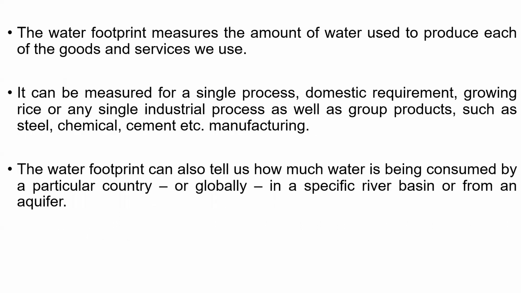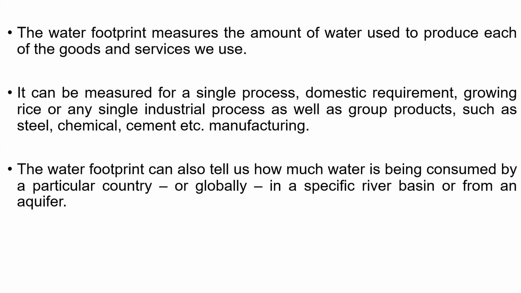So the water footprint is basically, as we have discussed, the amount of water used to produce each of the goods or services that industries are providing, such as goods, materials, products, and services like transportation. It can be measured for a single process, like beef production from a cow. Our domestic requirement was a single requirement, and growing rice is also a single process. So the water footprint can be done for a single industrial process, or a product, or a number of products.